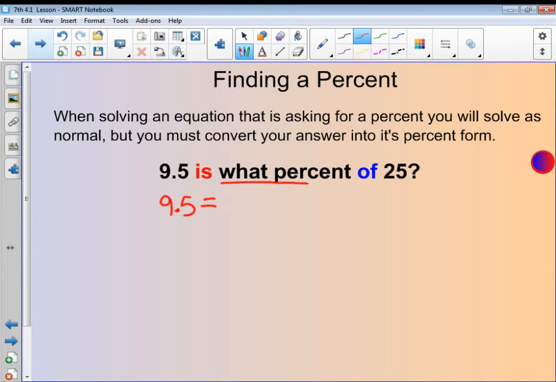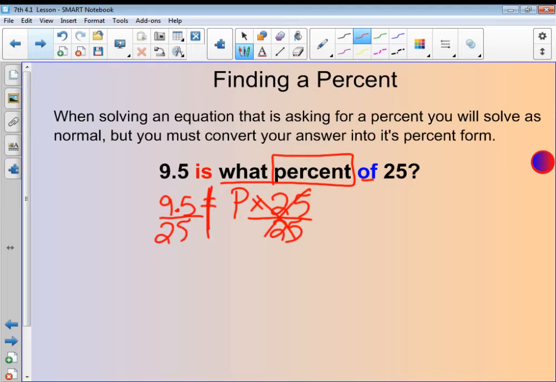Now, when I get to where it says what percent, I use the letter P because it's visual for me to remember. I have one step to do at the end because it's asking for P, the percent. Of means times 25. Here's my equal sign. I have the letter P times 25 on one side, and I just need the letter P. So I'm going to divide by 25. To get rid of it, divide by 25.